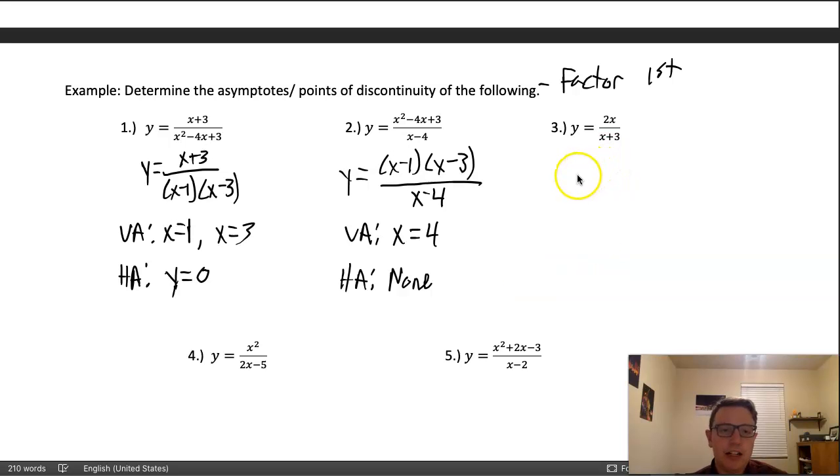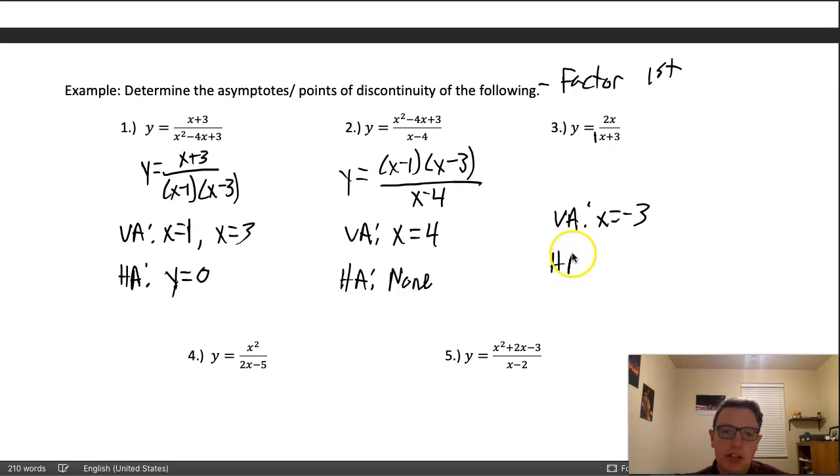Okay, what about 3 here? We have y is equal to 2x over 1x plus 3. Remember, we have that hidden 1 out there. So nothing we need to factor. All we need to do is look for our vertical and horizontal asymptotes. What's our vertical asymptote? What makes this bottom equal to 0? Well, it would be negative 3. So we're going to have a vertical asymptote at negative 3.